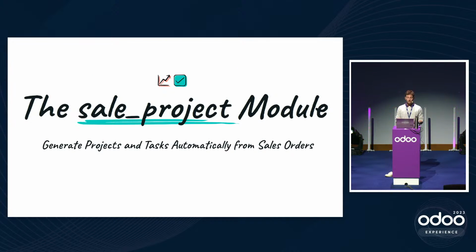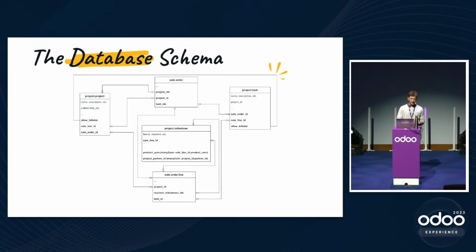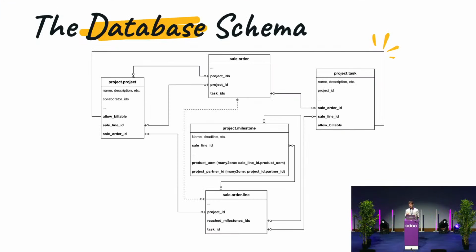Now, one very interesting bridge module is the sale project module, which basically links the sales application with the project application. What it allows is to generate projects and tasks automatically from sale orders, something that I guess is very important for service offering companies. So let's see how it works in more detail. Again, we have another database schema, but this time we have a lot of models that we have seen before. But now they have extra fields, and we have some models that we haven't seen before from the sales application. But these are all also existing, and we just added fields to them.